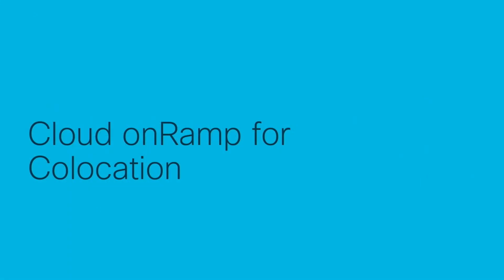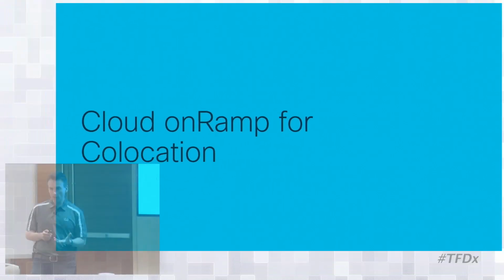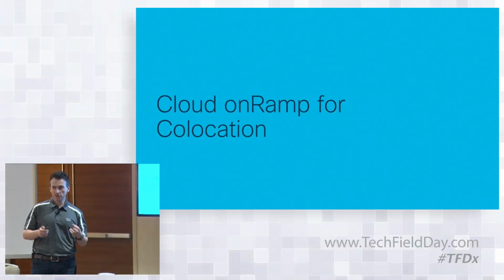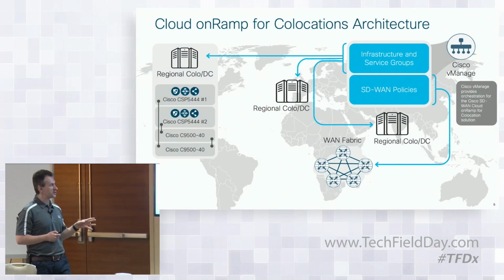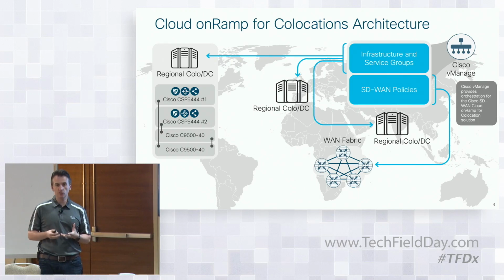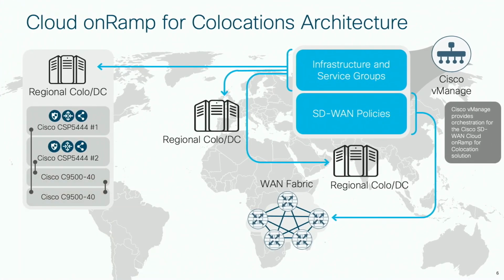Now, let's look at how the cloud onRamp for CoLocations changes some of the things in here. So first, we need to understand what it is. So what is cloud onRamp for CoLocations? The mission statement is simple. The customer wants to regionalize the access into the cloud. It's not necessarily just access to the cloud, but in this case, we'll talk about access to the cloud. So they want to establish a footprint in the colo facility.